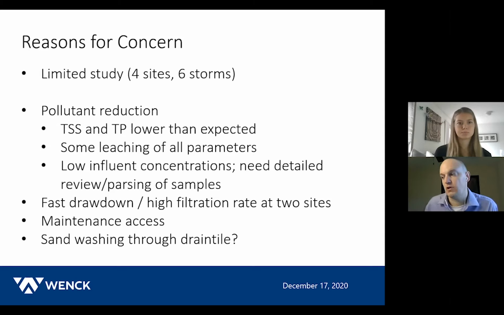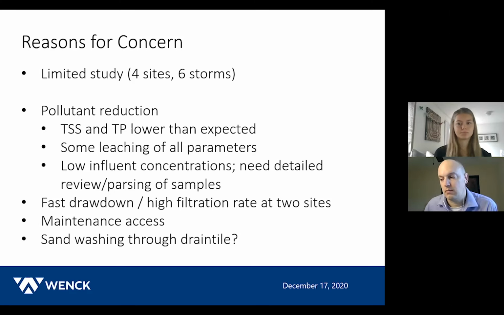I noted the fast drawdown and high filtration rate at 2 sites. I described in detail the school site, where it could be just because of the newer construction or the age of the system. At the same time, if that's real, that also explains the lack of pollutant removal for that site. That water is just moving through that sand too fast for the sand to actually filter anything out.